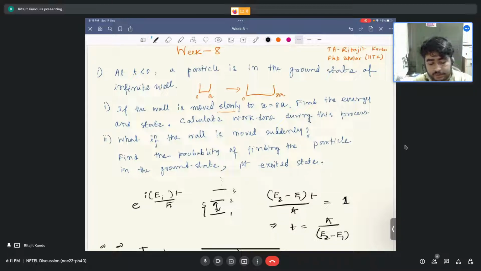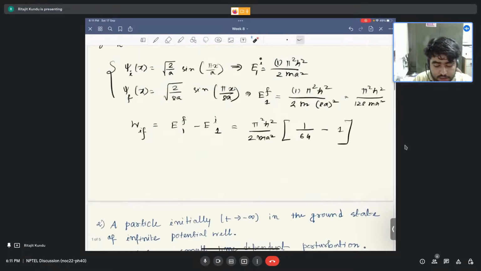Okay, so now we have done this thing slowly. Now there is the other limit, when we'll be moving the walls suddenly. And we'll be asking some questions: what is the probability of finding the particle in the ground state, and what is the probability of finding the particle in the excited state? Okay, so let's see how to do that.